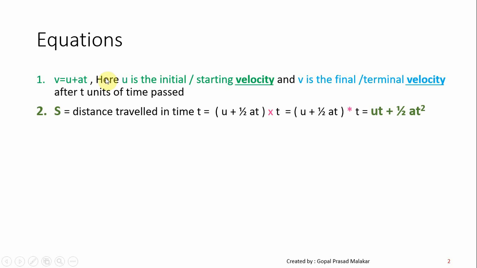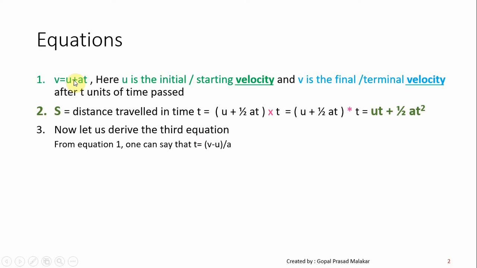Now just look at this equation, v equal to u plus at. Essentially you can say t equal to v minus u by a, right? You are just putting u this side and then dividing by a. That's how you'll get the value of t. Now you put this value of t in this particular equation. So here you will be replacing t by v minus u by a, and here also you will replace it by v minus u by a.